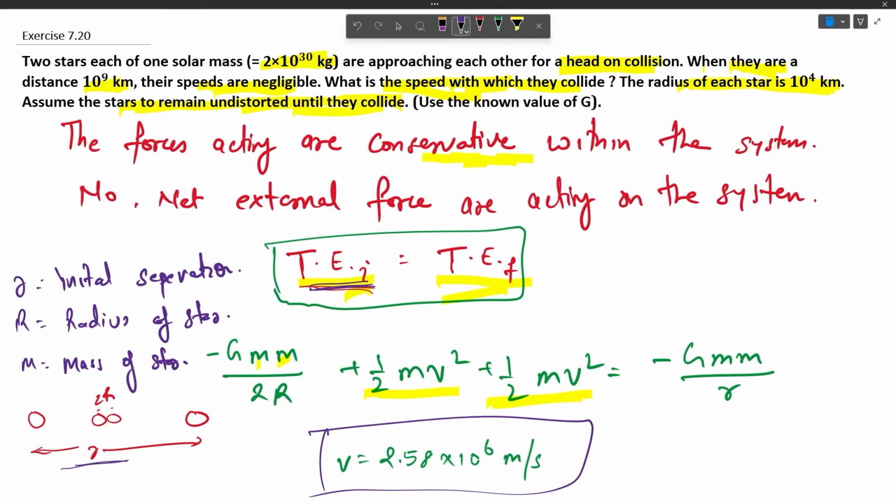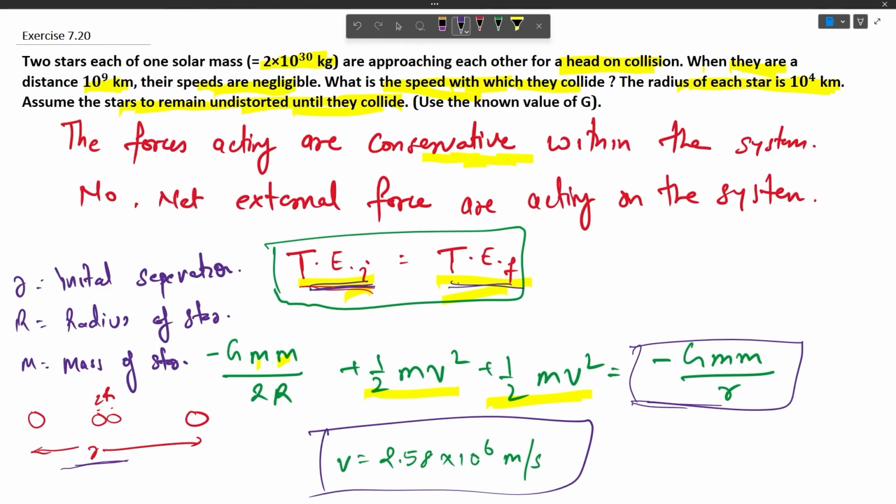Now the total mechanical energy initially is going to be equal to minus GMm by r, because it is fully composed of potential energy, because the velocity or the speed initially is going to be 0. So total mechanical energy initially is minus GMm divided by r.